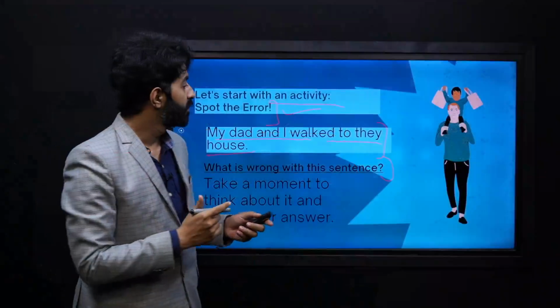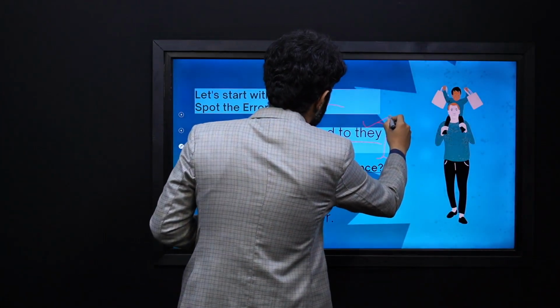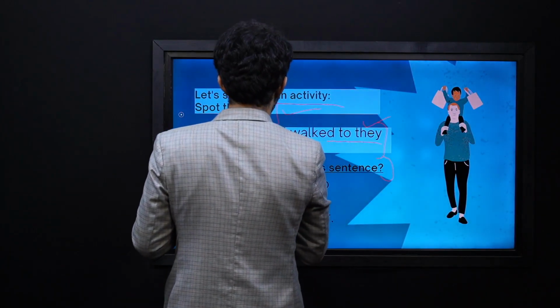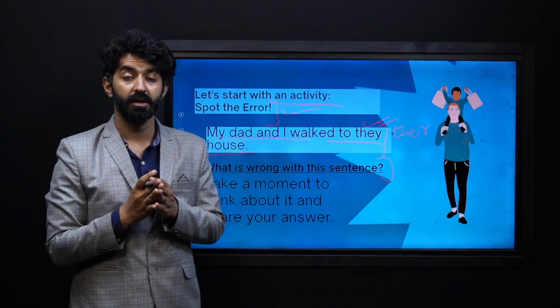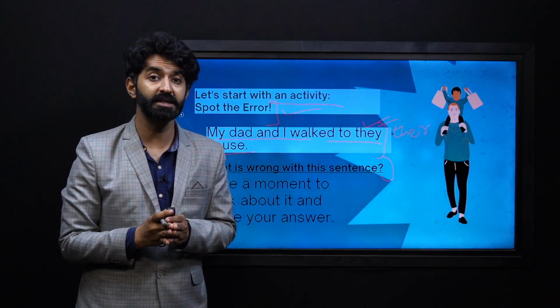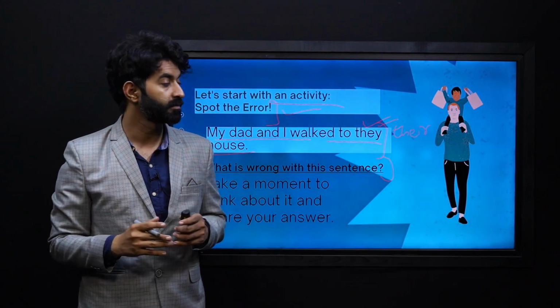Yes, this is what is wrong, and it should be: my dad and I walked to their house. So it should be there. So this is how we use our pronoun antecedent in a correct way.